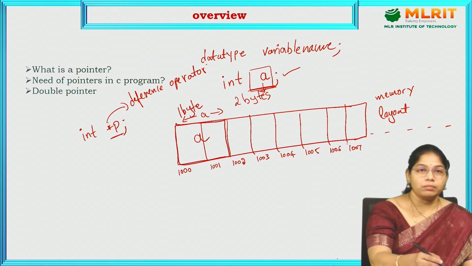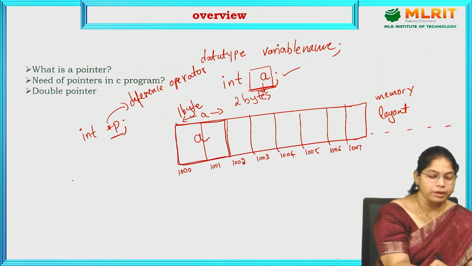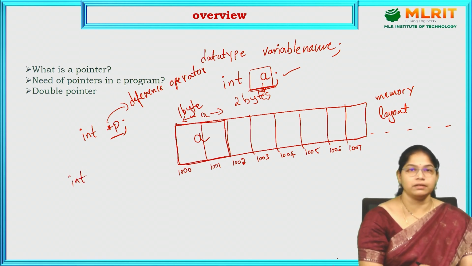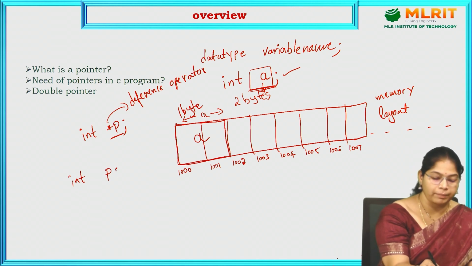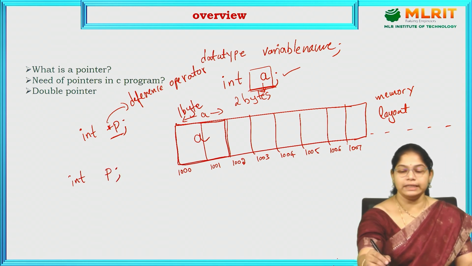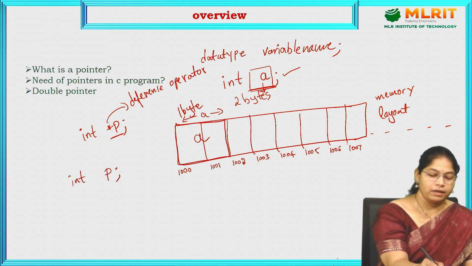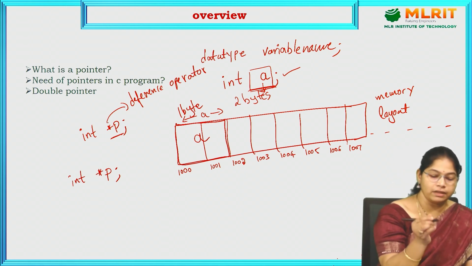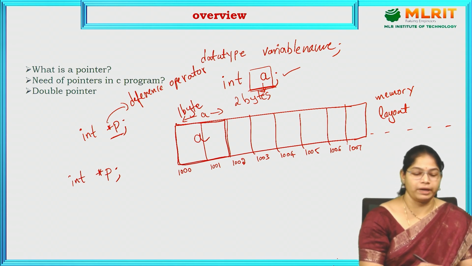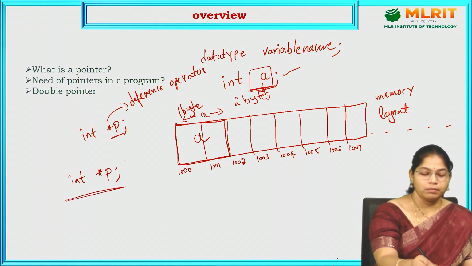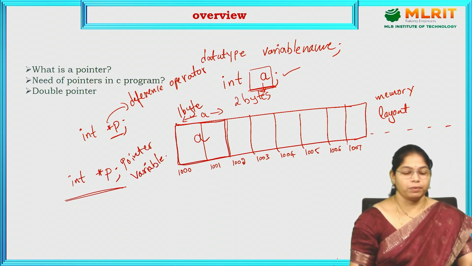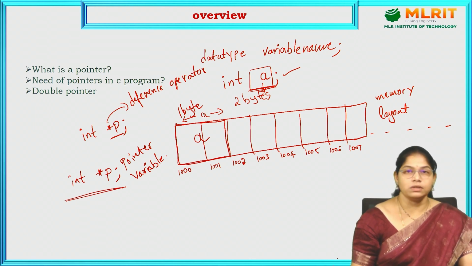How to declare a normal variable? To declare a normal variable, we simply write the data type, that is int, and a variable name, suppose int p. So int p is like int a, which is a normal variable declaration. If we prefix p with an asterisk, the dereference operator, it becomes a pointer variable. What is the purpose of this pointer variable? A pointer variable holds the address of another variable.